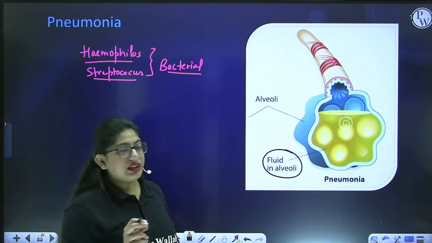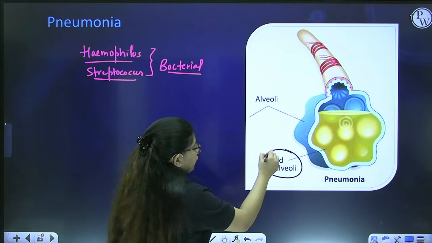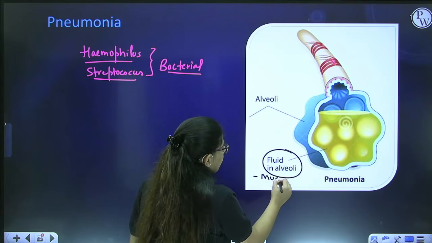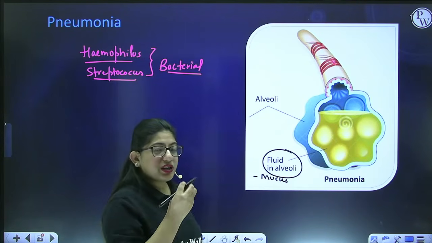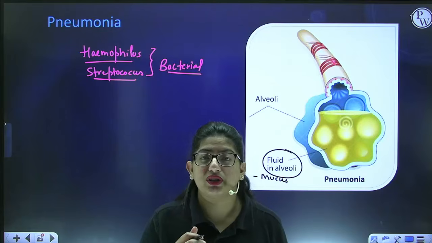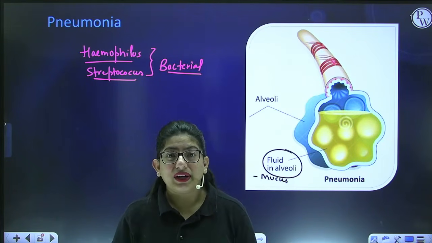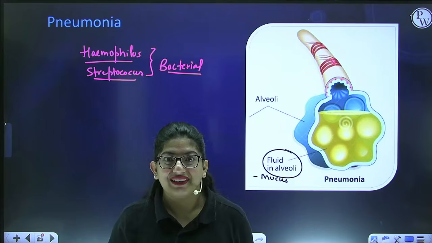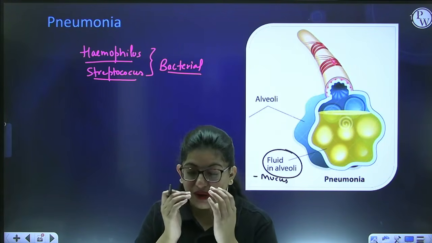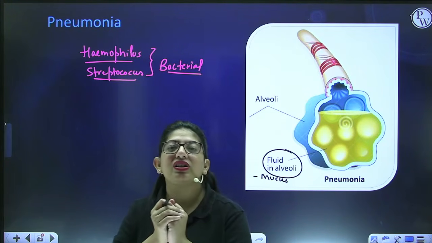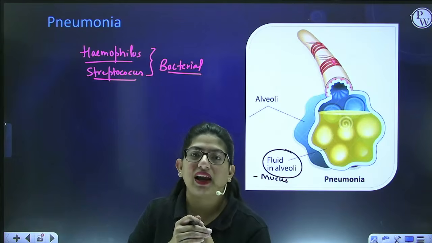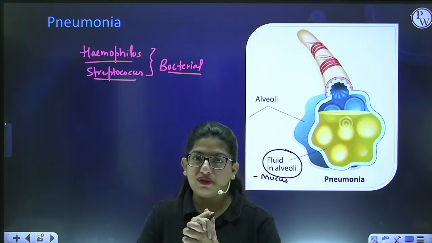So from where does this fluid come? First, this fluid is basically the mucus. Excess mucus production occurs whenever there is inflammation. For example, during a cold, you get infected with a virus, right? And you get a lot of runny nose. Just imagine the same thing occurs inside the alveoli. So it will lead to accumulation of fluid.